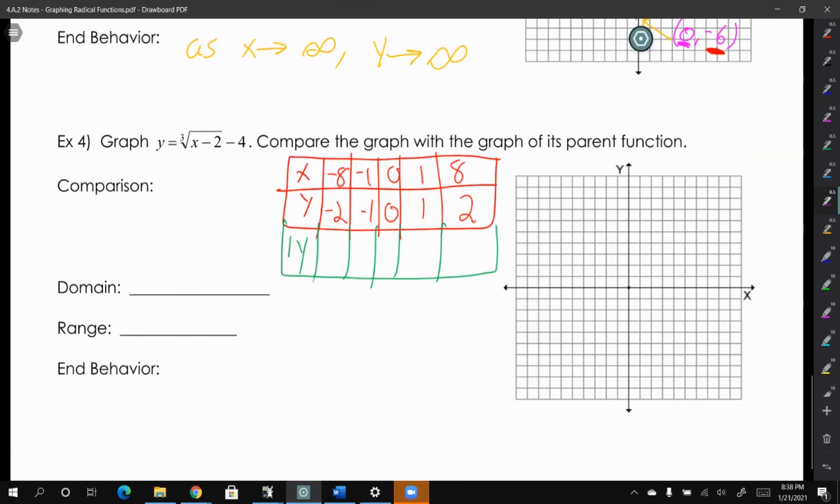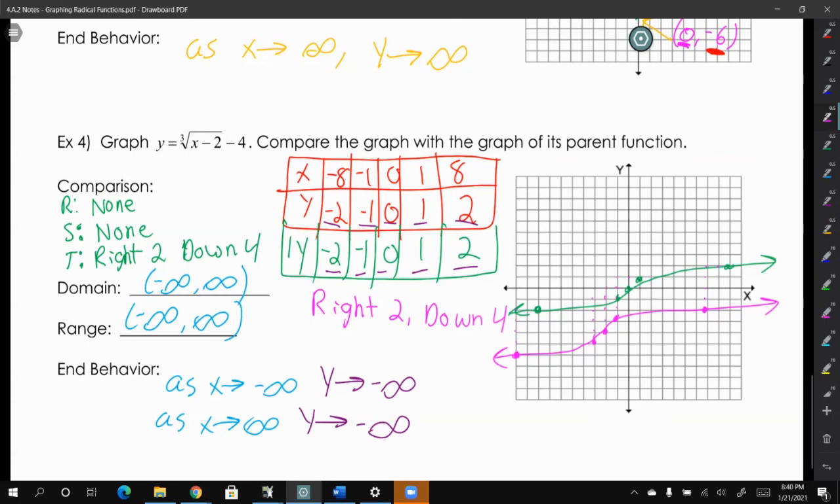So I'm going to leave it here. Fill in these values down here by multiplying your y values here by 1. Then graph it. Do your comparison, domain and range, and move all that. So pause the video, finish this problem, and when you're done, unpause it so we can check the answers.